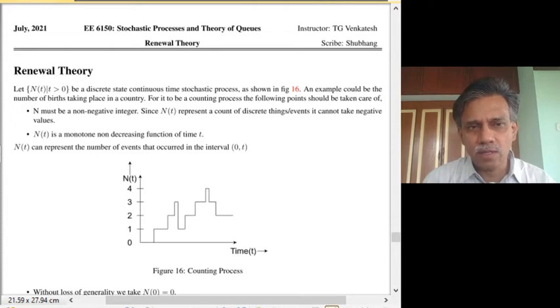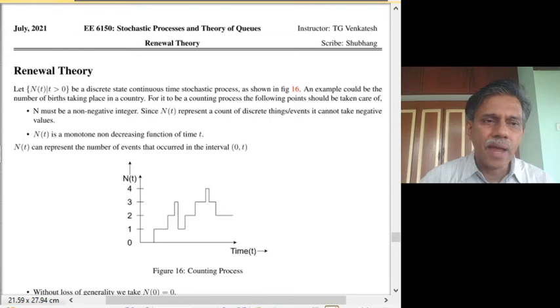But when we want to model such a counting process, we expect N(t) to have some properties. First, N(t) represents a count, meaning some discrete entities or events. So N(t) has to be an integer. Further, we demand that N(t) has to be a non-negative integer because it represents a physical quantity, discrete lumped quantities that have arrived or that we have counted till time t. It cannot be negative, so it can only be positive or 0.